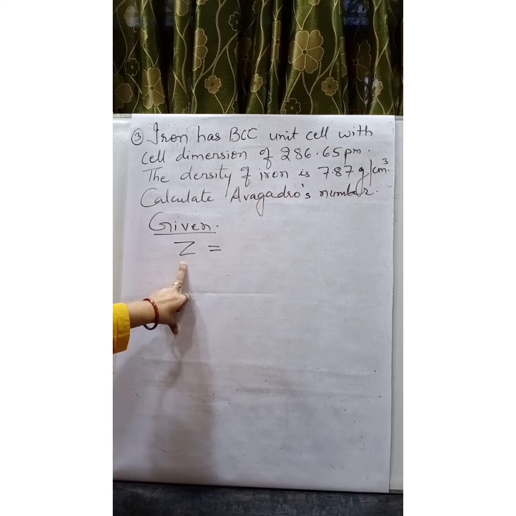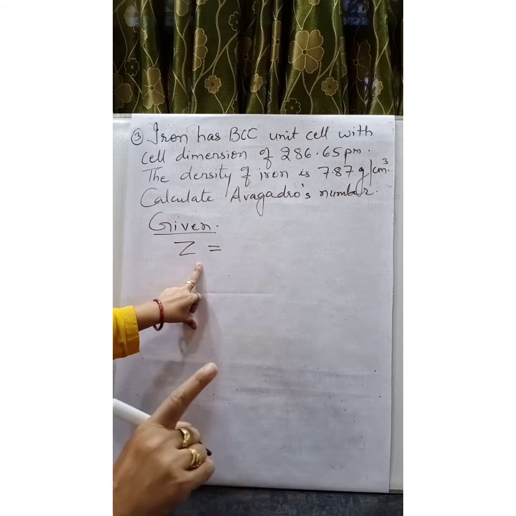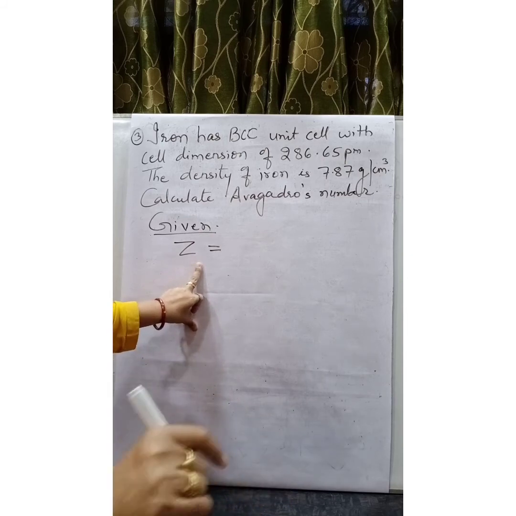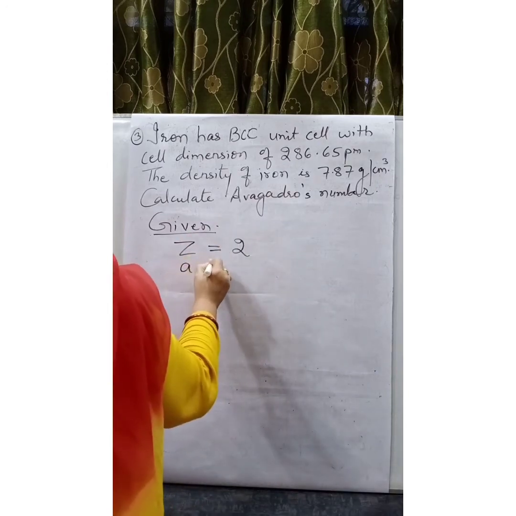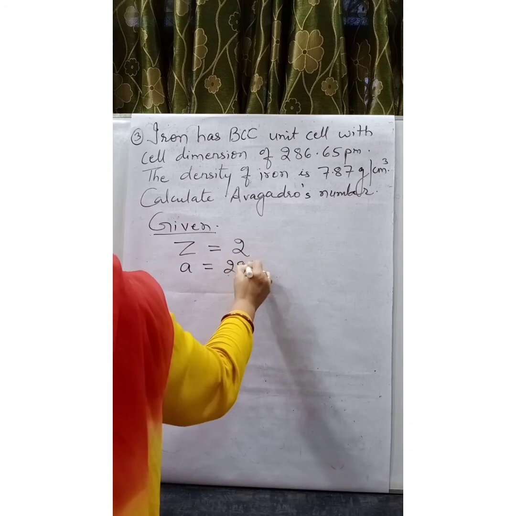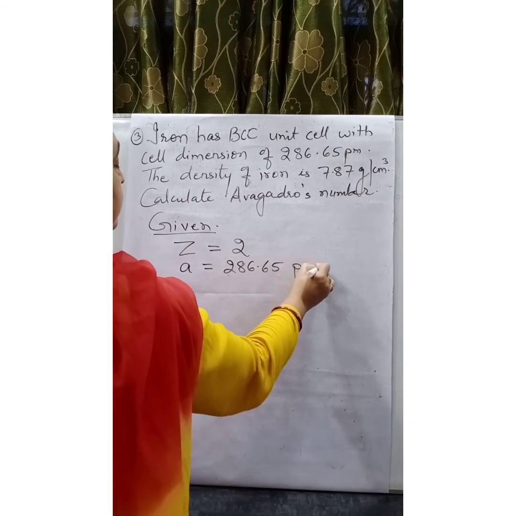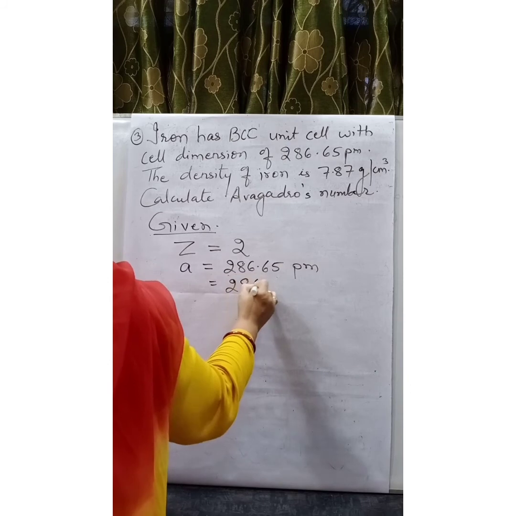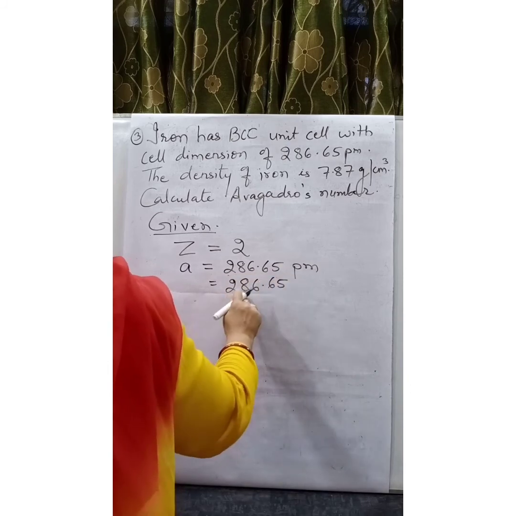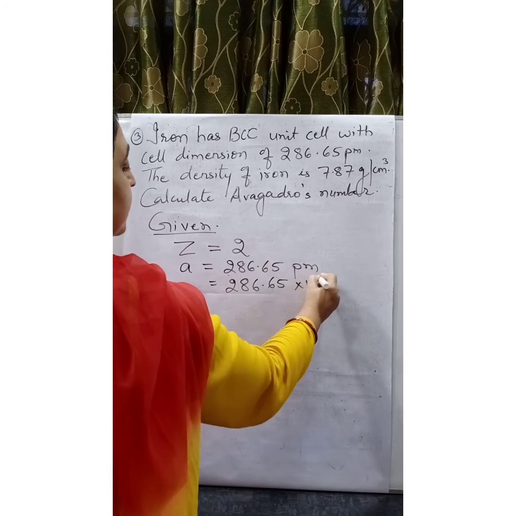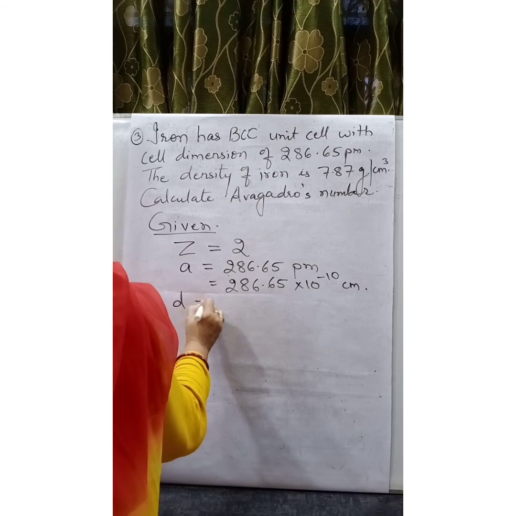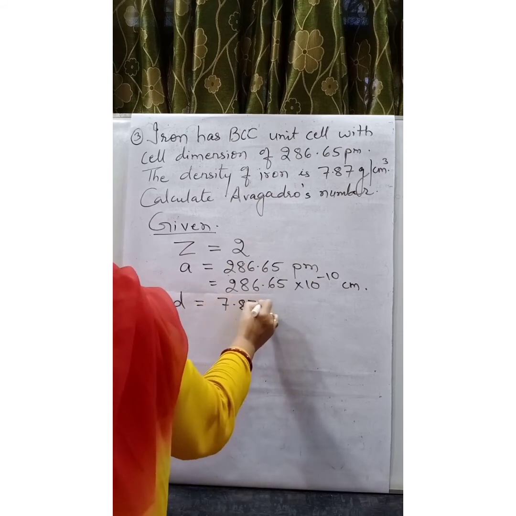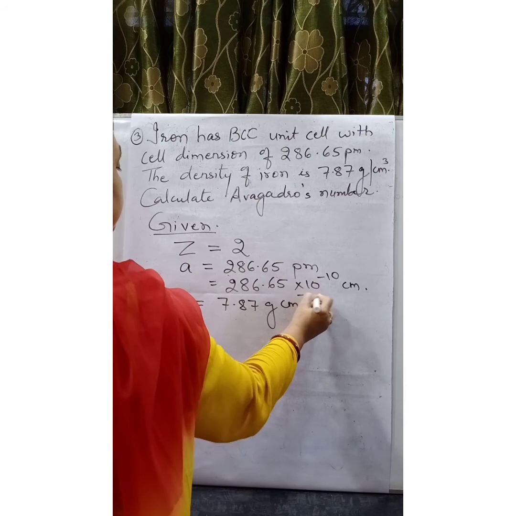8 corners. Each corner contributes 1/8 atoms. So 8 into 1/8 is 1. And 1 in the body belongs completely to the unit cell. So 1 plus 1 is 2. Cell dimension, edge length, is 286.65 picometer. Convert it into centimeter: 286.65 into 10 to the power minus 10 centimeter. Density is given to you, 7.87 gram per centimeter cube.